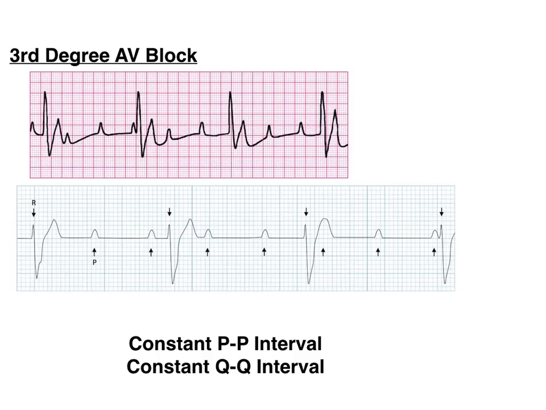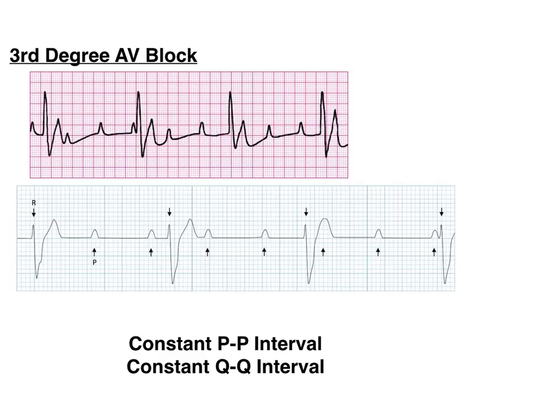First, constant P to P intervals and constant Q to Q intervals. What does this mean? So even though the atria and the ventricles are contracting independent of one another, the interval between themselves is still constant. So let's look at the second EKG strip I have on this slide. Look at the bottom arrows where you see the P waves. They are all at constant intervals. Even though the atria are doing their own thing like little rebels that they are, they're constant.